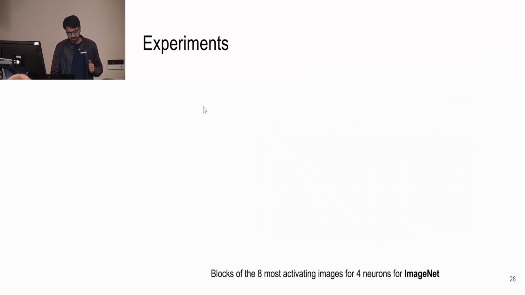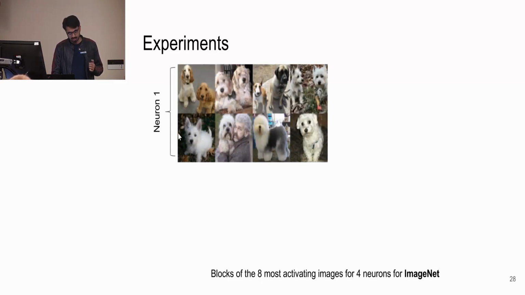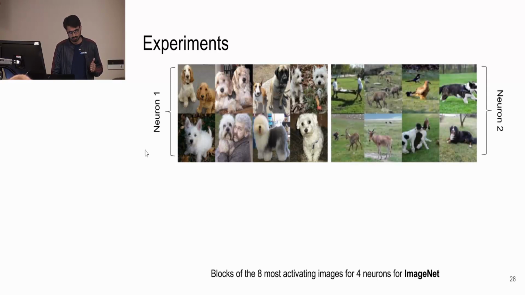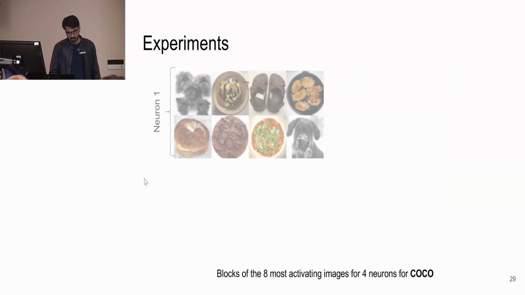In the last experiment, they tried to look at the individual neurons, and they tried to look at the images which activate the neurons the most. So this is the set of eight images which activate neuron 1, and this is for neuron 2, neuron 3, and neuron 4. Which means neuron 1 has the highest activation or something? Yeah, it means that neuron 1 has highest activation on these images. So they are showing that each one of their neurons is learning to fire on different types of images. And a similar experiment for Coco dataset as well.